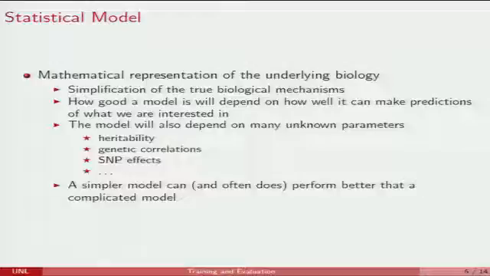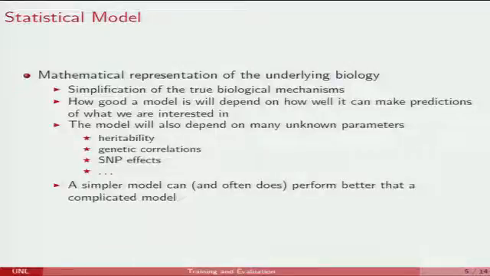Any model is going to depend on a large number of unknown parameters. What is the heritability of the trait? What are the genetic correlations between the things that we are measuring? If we have SNPs in there, what are all those SNP effects? If I've got 10,000 SNPs, I've got 10,000 SNP effects. If I've got 100,000, I've got 100,000. And if I've got 1,000,000, I've got 1,000,000 in there.